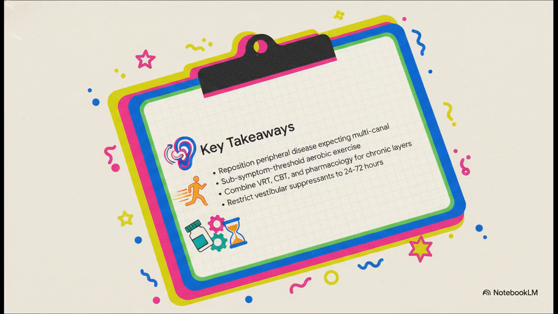So let's distill all of this down into a few high-yield clinical pearls. Number 1, always reposition peripheral disease, but fully expect multi-canal involvement and residual dizziness. Number 2, sub-symptom-threshold aerobic exercise is your absolute cornerstone for central rehab. Number 3, for chronic layers like PPPD and post-traumatic migraine, you need a combined arms approach: VRT, CBT, and targeted pharmacology. And finally, please strictly restrict those vestibular suppressants to the first 24 to 72 hours. Do not let them delay your patient's central compensation.